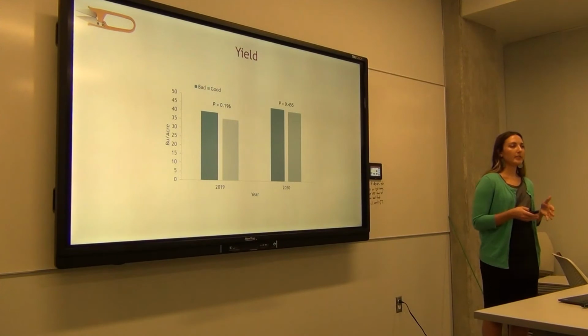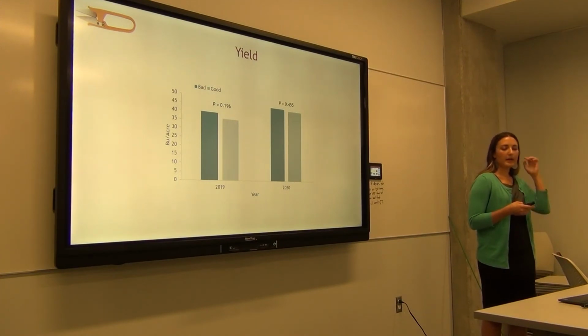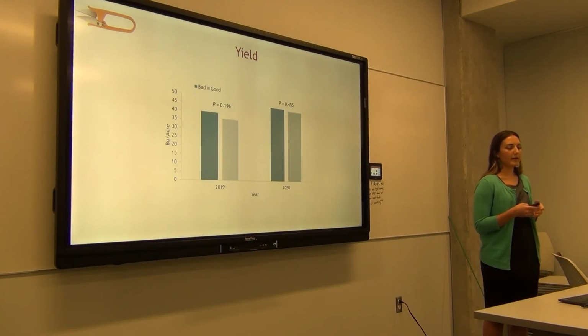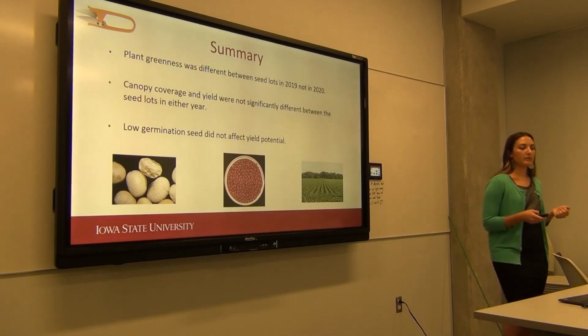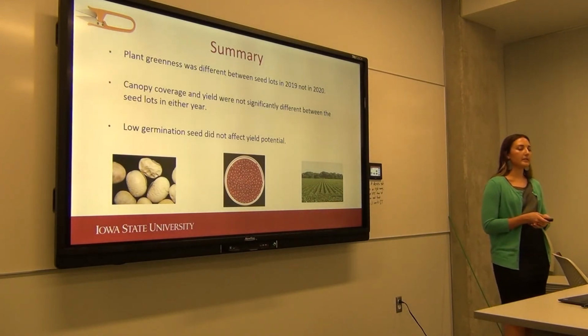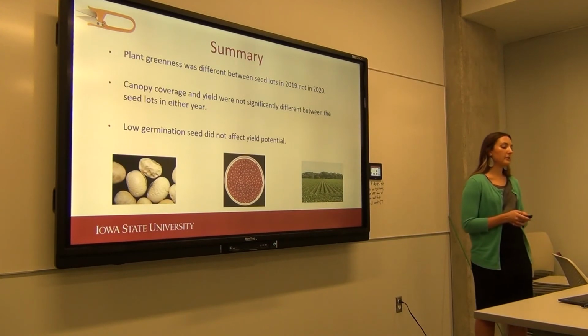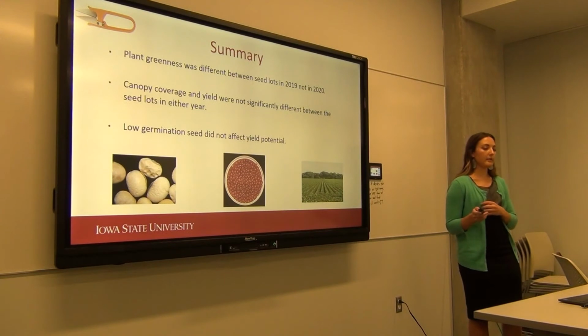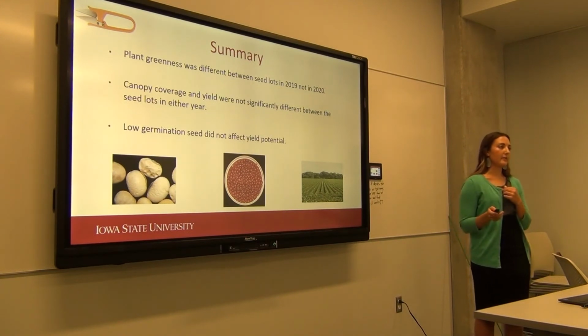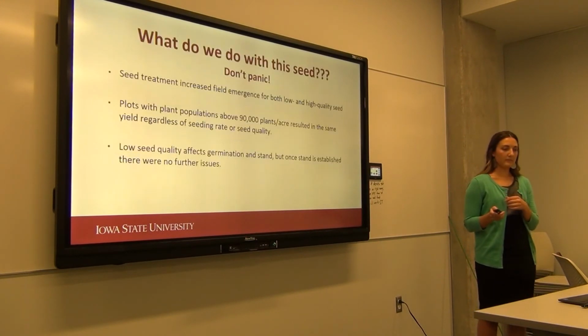And lastly, when we looked at yield, we see that in both of the years, yield was not affected by seed lot, and in both of the years, the bad seed lot had a little bit higher yield than the good. So in summary, we saw that plant greenness was different in seed lots in 2019, but not in 2020. Canopy coverage and yield was not significantly different between the seed lots in either year. And lastly, low germination seed did not affect yield potential.